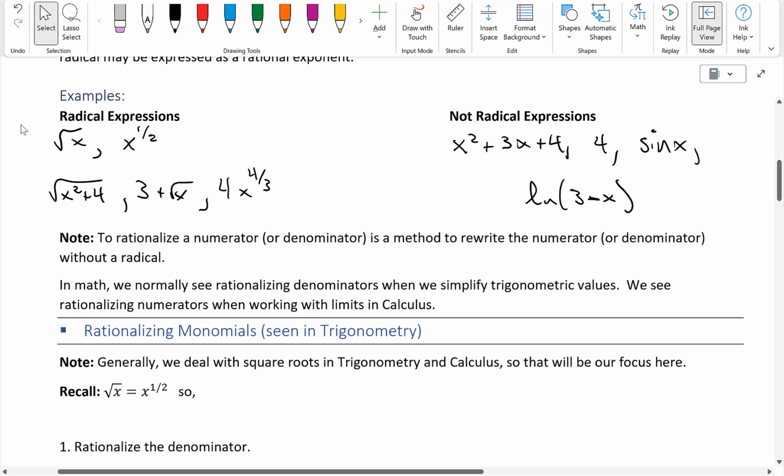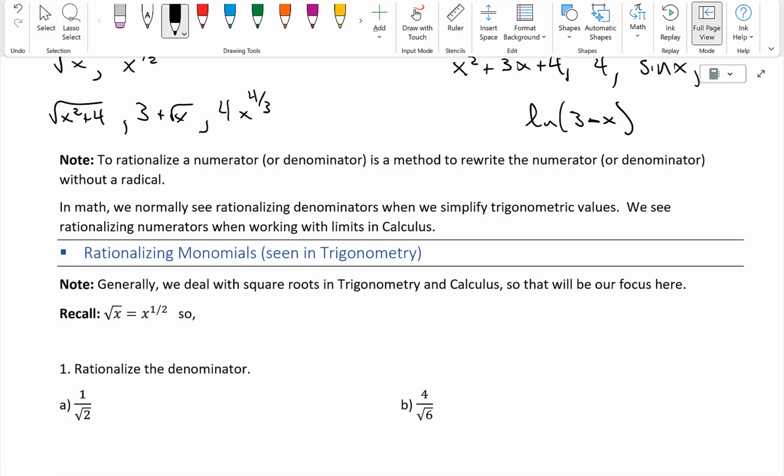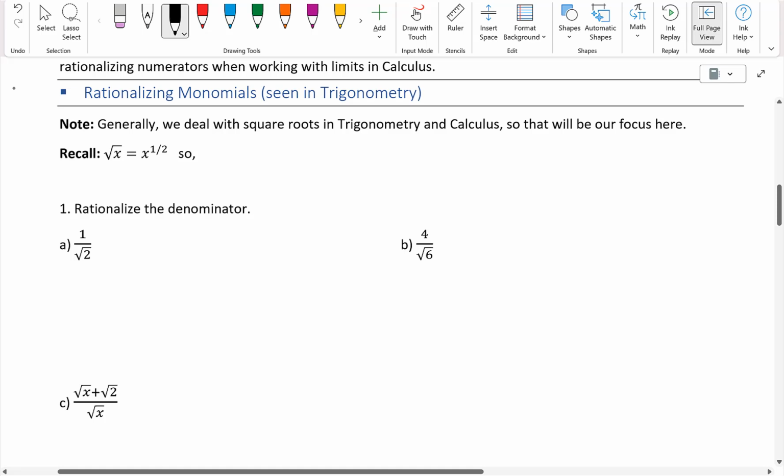So to rationalize a numerator or denominator is a method to rewrite the numerator or denominator without a radical. In math, we normally see rationalizing denominators when we simplify trigonometric values. We see rationalizing numerators when working with limits in calculus. It could be numerator or denominator, but they'll do numerator a lot. So rationalizing monomials we'll start with. We do this in trig. Note, generally we deal with square roots in trig and calc, so that will be our focus here.